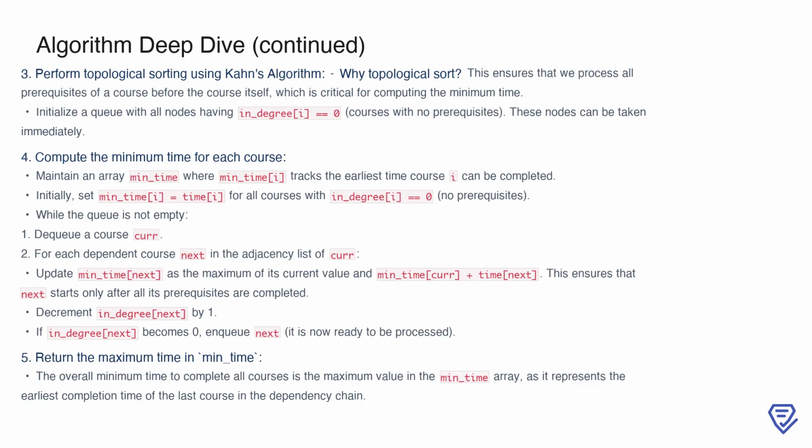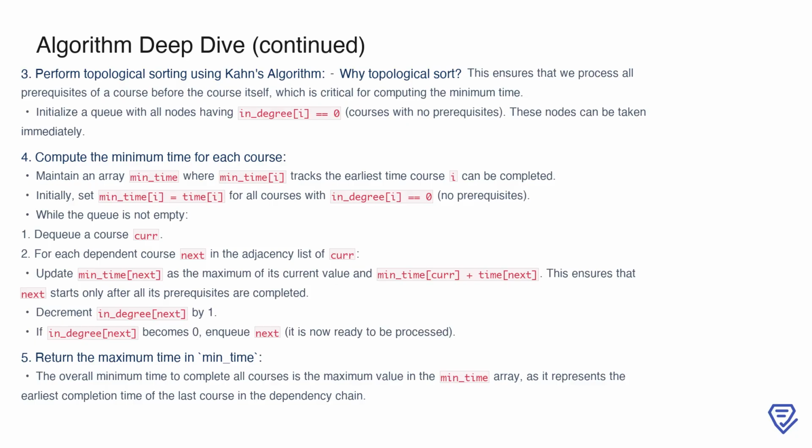From there, we compute the minimum time required for each course. To do this, we maintain an array called min_time, where each element tracks the earliest time a course can be completed. For courses with no prerequisites, we initialize their min_time to their respective time values, since they can be started right away. While the queue is not empty, we dequeue a course, and for each of its dependent courses, we update the min_time for the dependent course.